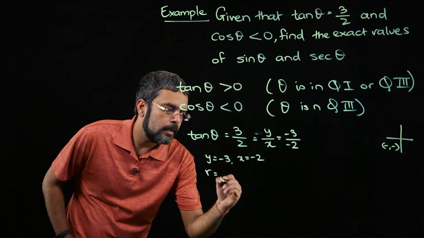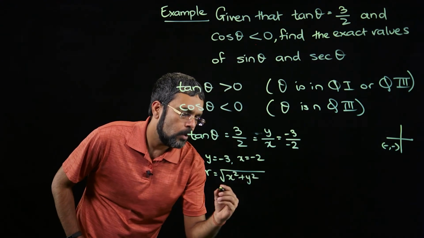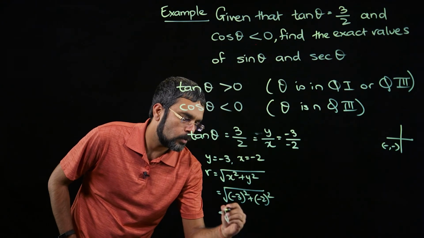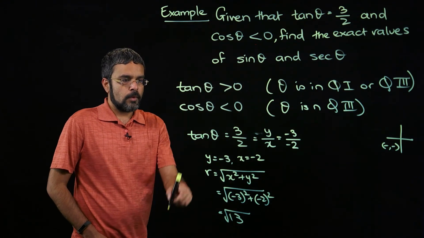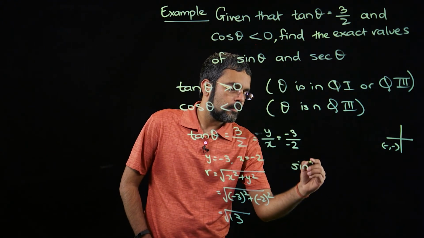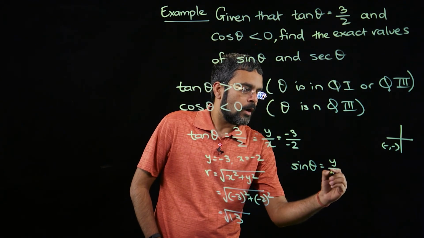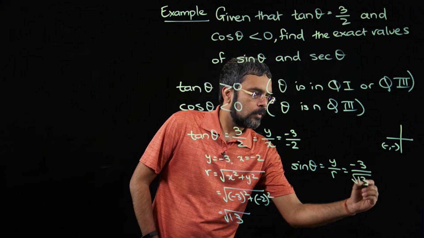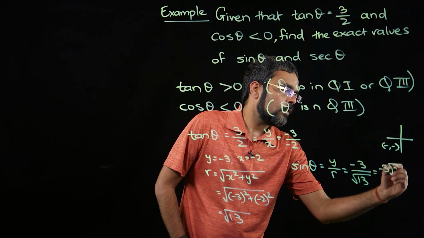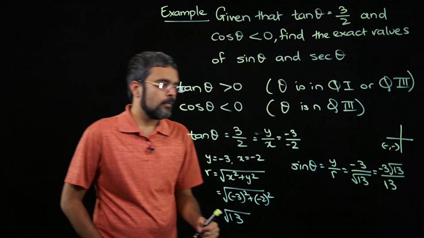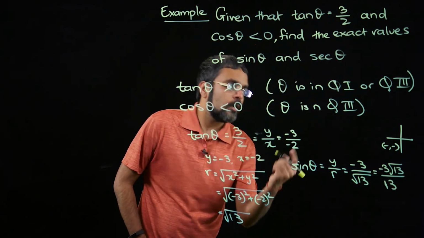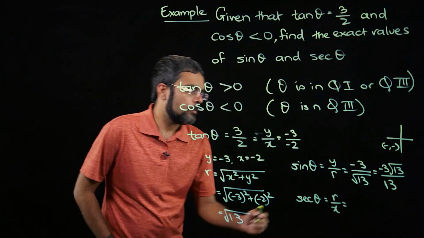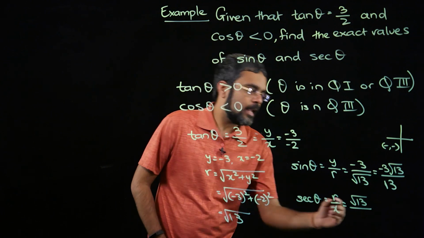And so then r would be the square root of x squared plus y squared, which is the square root of negative 3 squared plus negative 2 squared, which is square root of 13. So we have r, we have x and y. We know that sine theta is going to be y over r, which is negative 3 divided by square root 13, or negative 3 square root 13 over 13. And then cosine theta, or well, we don't need cosine theta actually, secant theta is r over x, and that's going to be root 13 over x, which is negative 2.